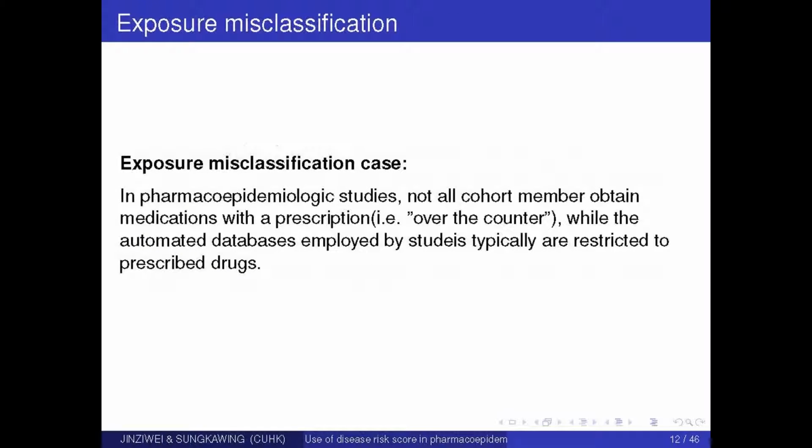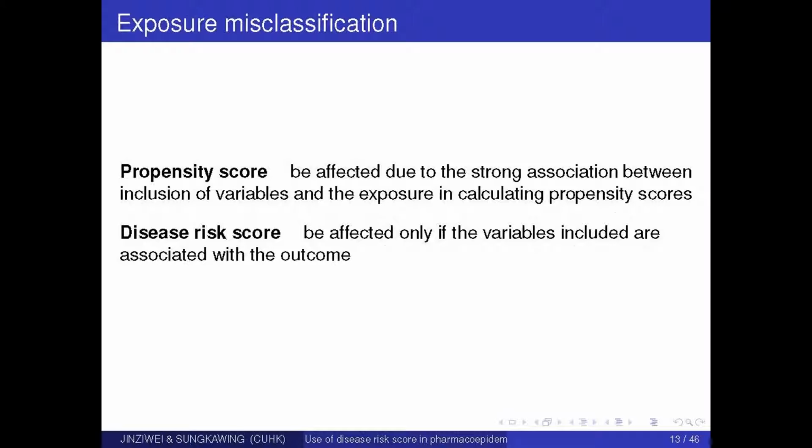In pharmacoepidemiologic studies, we see that not all cohort members obtain medications with a prescription, so-called over-the-counter, while the automated databases employed by studies typically are restricted to prescribed drugs. In this case, use of propensity scores may increase the bias due to misclassification. Inclusion of variables strongly associated with the exposure in calculating propensity scores may preferentially identify apparently unexposed subjects who are misclassified. However, disease risk score is less affected by this phenomenon, since these variables only influence it if they are also associated with the outcome.